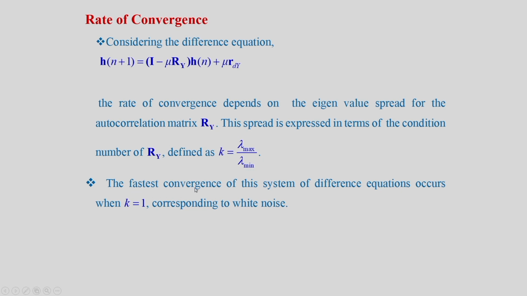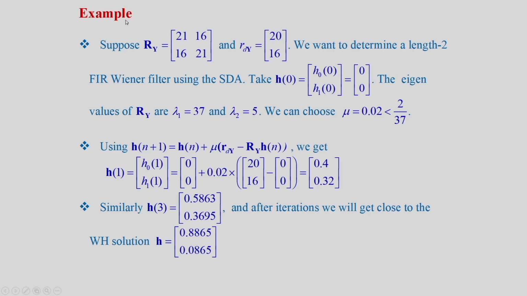The fastest convergence of the system of difference equations occurs when k is equal to 1, and this corresponds to white noise. This also explains why in our system identification problem and channel equalization problem, we took the input sequence as white noise. We will consider one example.